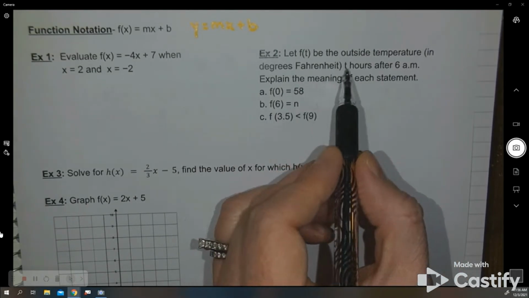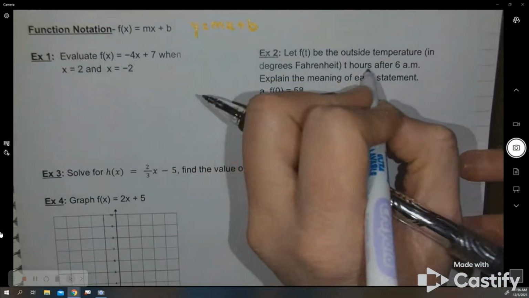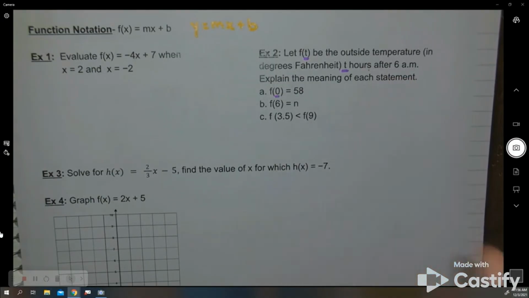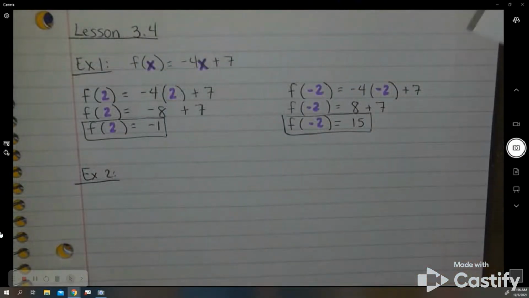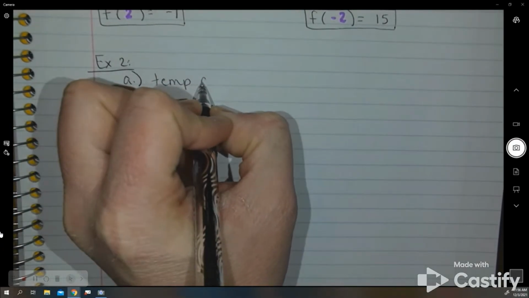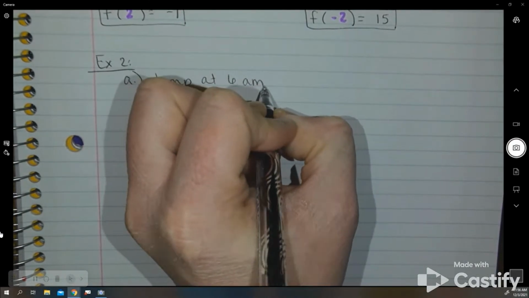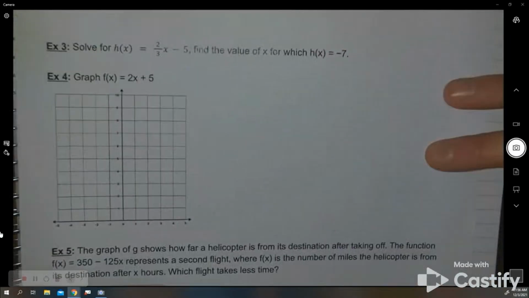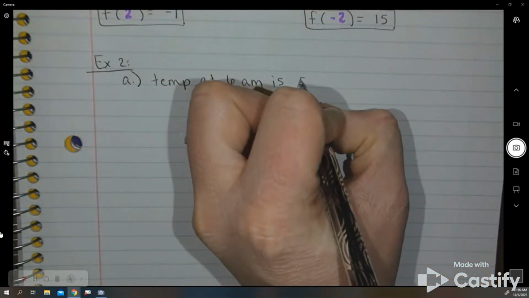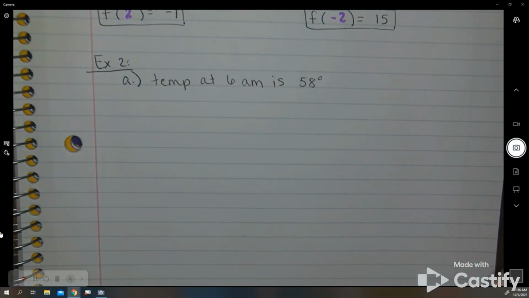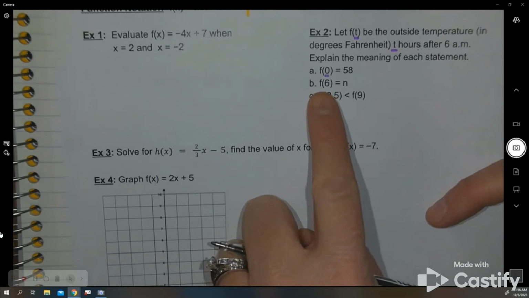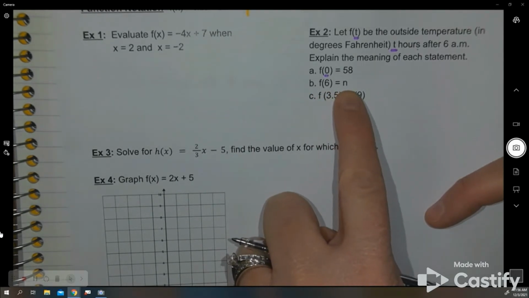So we plugged in 0 for time, which means it's 0 hours after 6 a.m. So at 6 a.m., because it's been 0 hours since then, the temperature is 58 degrees. So the temperature at 6 a.m. is 58 degrees. That's what that function notation means. So the function of 0 hours after 6 a.m. equals 58 degrees.